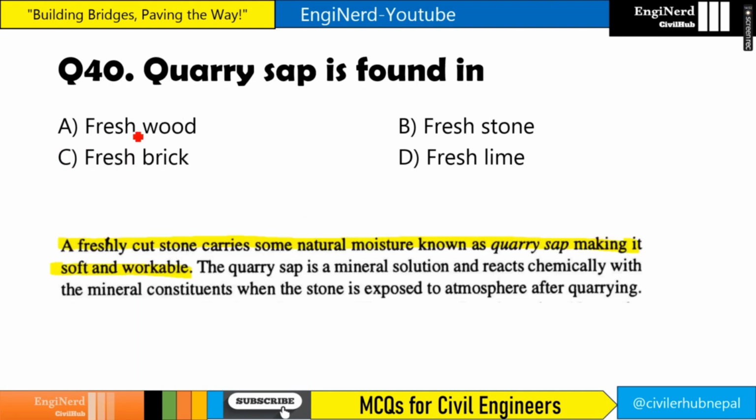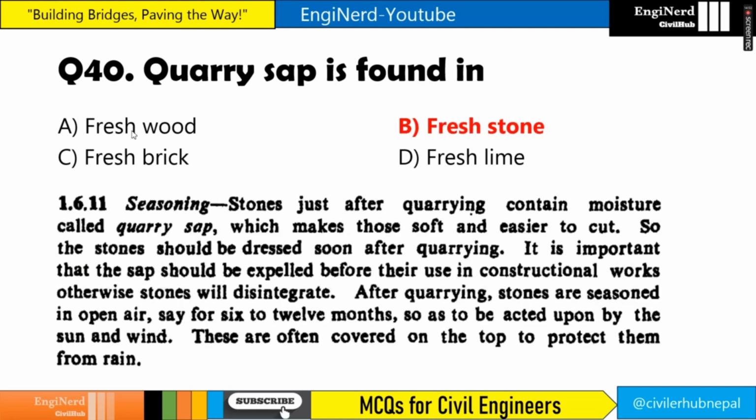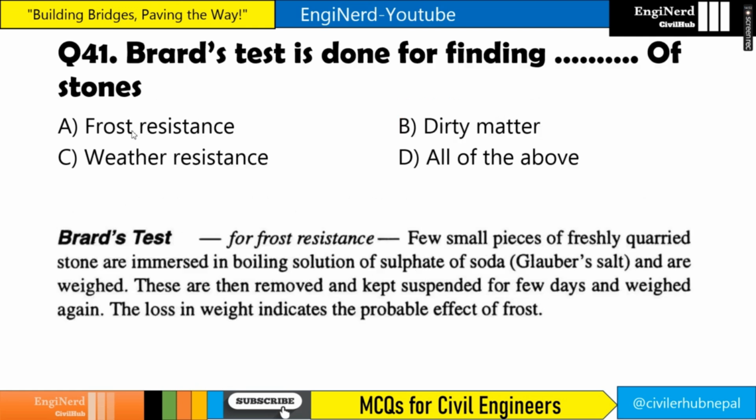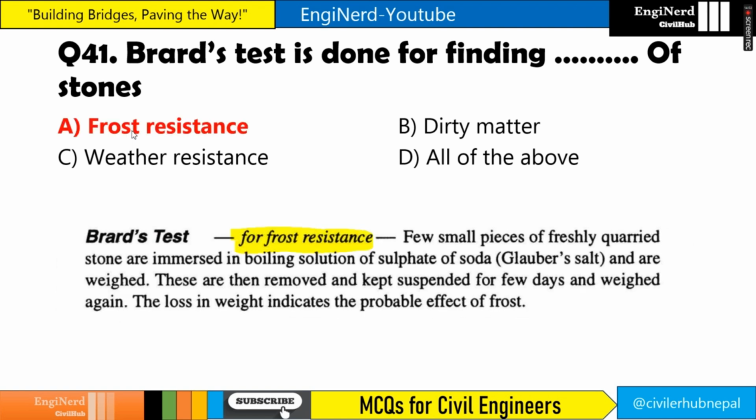Quarry sap is found in what? Fresh stone, right? A freshly quarried stone carries some natural moisture known as quarry sap, and that makes it soft and workable. Okay. Brad test is done for finding what? Brad test is done for frost resistance. We see here, it is done for frost resistance.